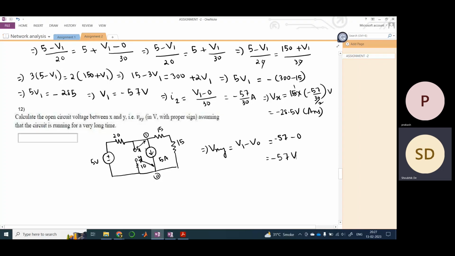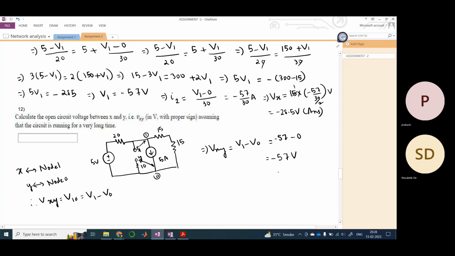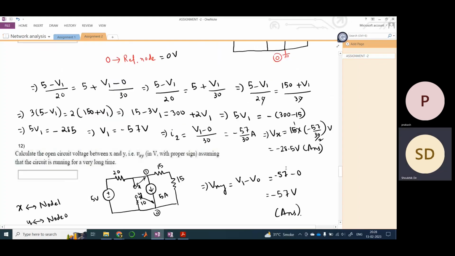If you closely analyze, x is equivalent to node 1 and y is equivalent to node 0. Therefore, Vxy would be V10, that is V1 minus V0. So this is how we solve the problem, and this is the answer. I hope this is clear.